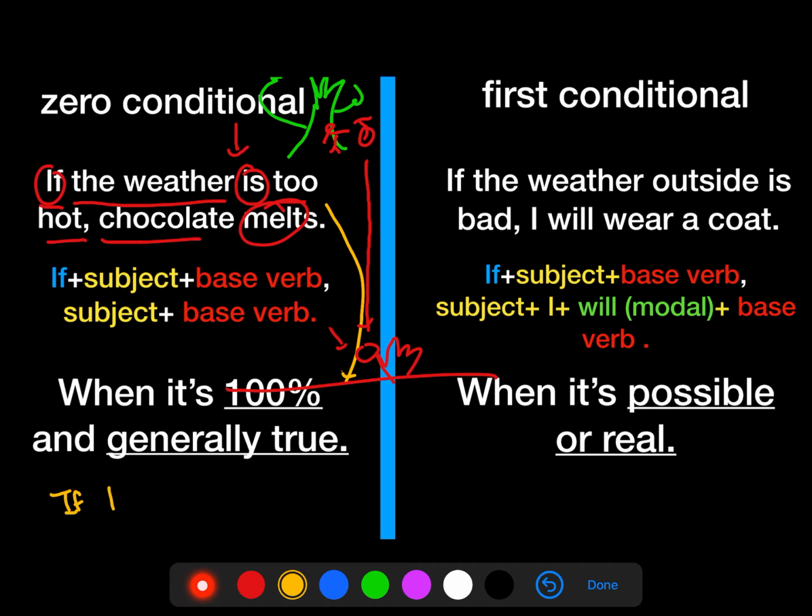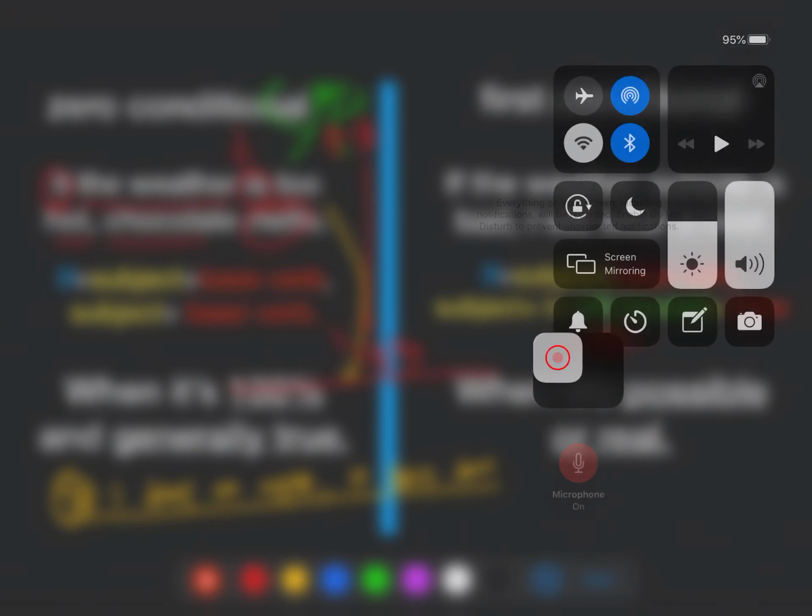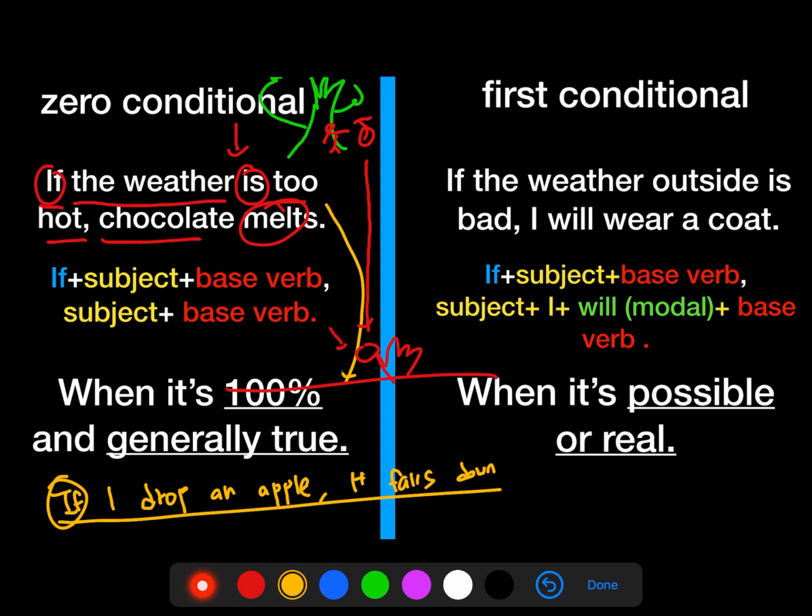If I drop an apple, it falls down. So, like this sentence, we use the zero conditional to indicate something which is 100% and generally true. Now let's move on to the first conditional.